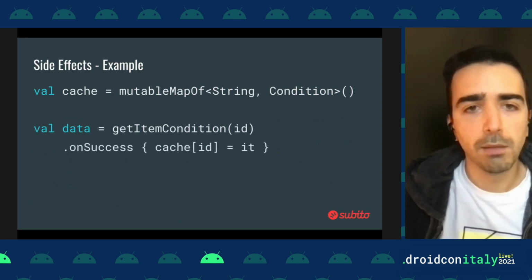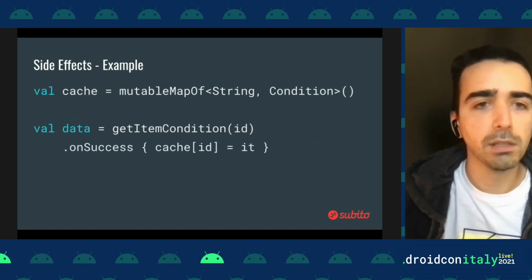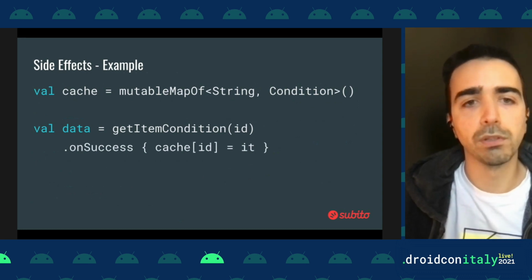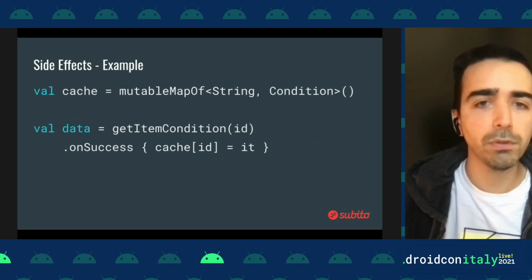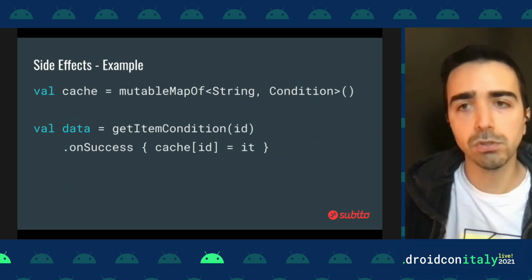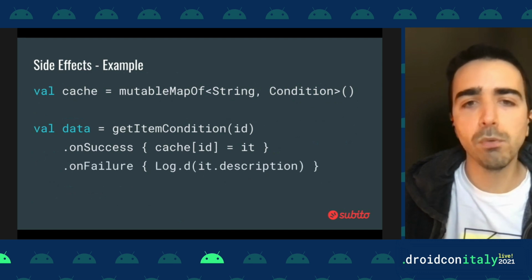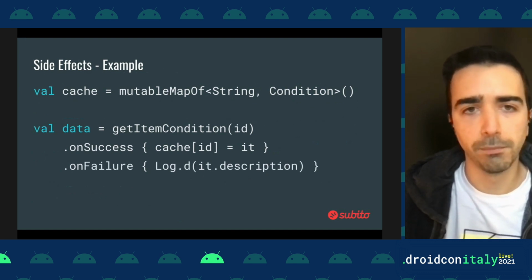So we're invoking the same getItemCondition we saw in the previous slide. This time, if it is a success, so using the onSuccess operator, we have in scope both the ID and the condition, so we can store it in the cache. Otherwise, we just log the exception for further investigation later.